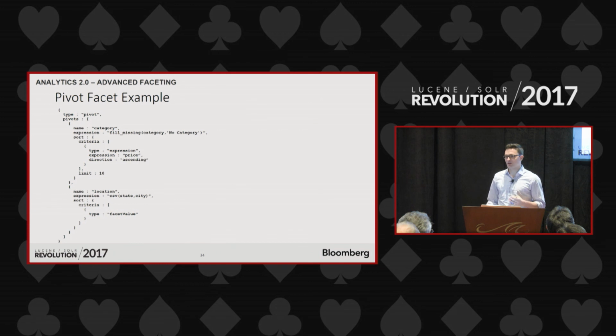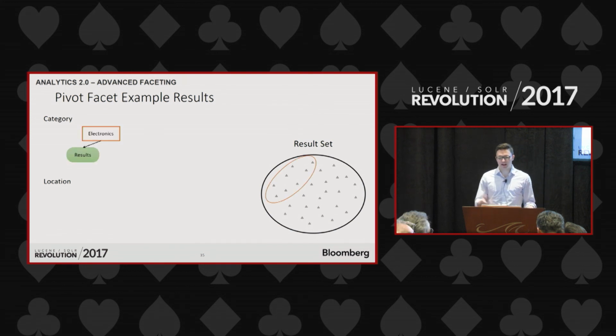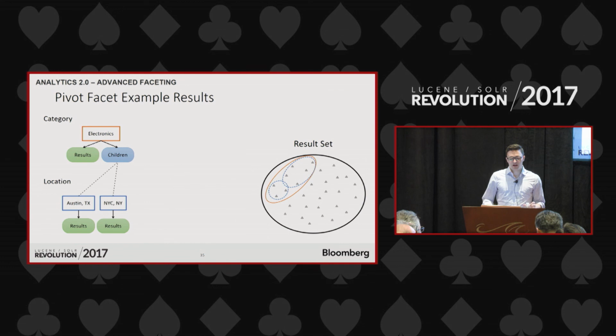I'll give you an example of how the results would be calculated for this. So let's just take a result set and do this pivot facet that I just explained over it. The first category that we see is electronics, that have the following set of results circled. We first calculate the analytics results for that result set, and then we find all of the children pivot facets for the electronics facet value.